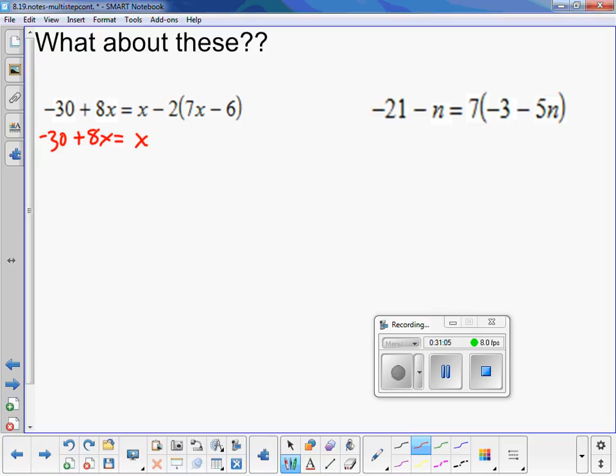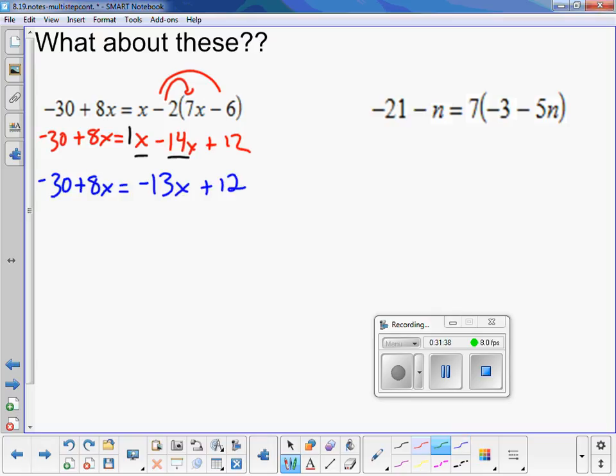Got to get rid of the distribution first. Remember, we're distributing a negative 2. So negative 2 times 7 is negative 14x. Negative 2 times negative 6 is positive 12. And now look at the left-hand side. It's as simple as it gets, but on the right-hand side, I have like terms. I have a positive 1x and a negative 14x. So I'm going to bring down just what's on the left-hand side and work on the right-hand side. So a positive 1 and a negative 14 is a negative 13x plus 12.